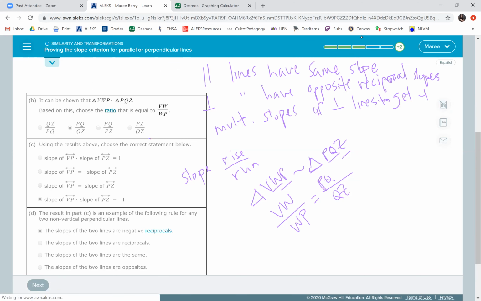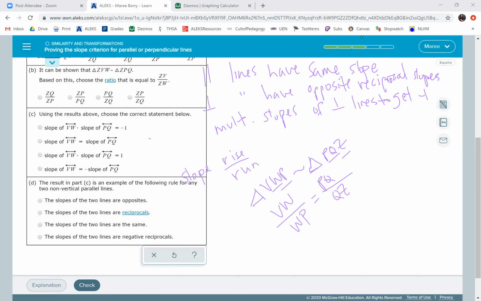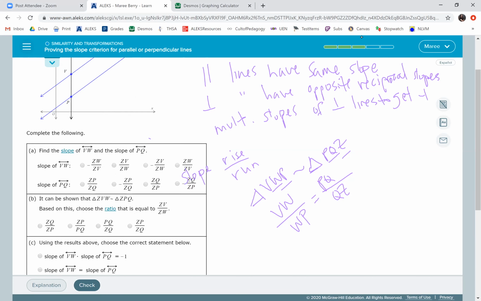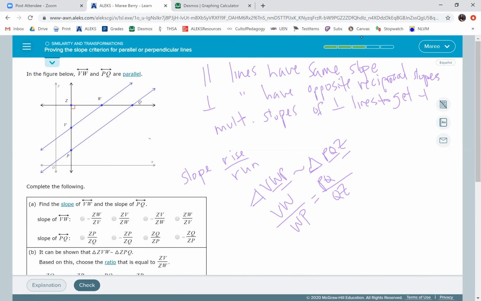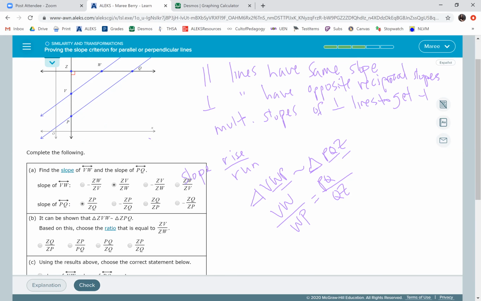And we'll do another one just for kicks and giggles. Nope, it's a parallel one. Okay, so the slope of VW, so we're looking at this one, is positive. And we want ZV to be on top because that's the rise. PQ is PZ, we want the positive one. So we want that one because it's P to Z or Z to P.